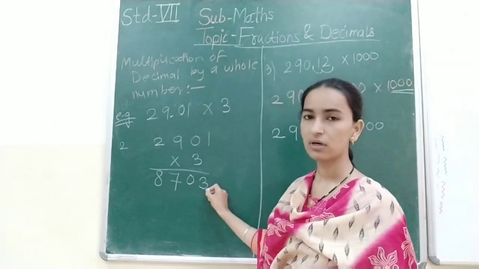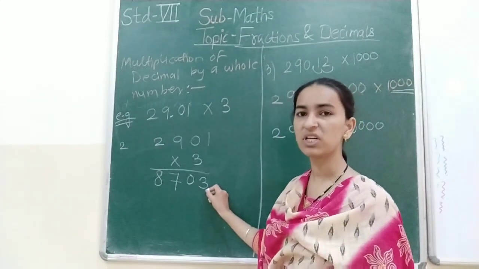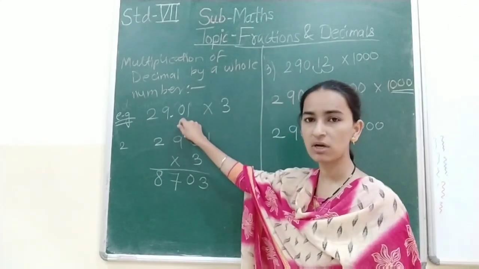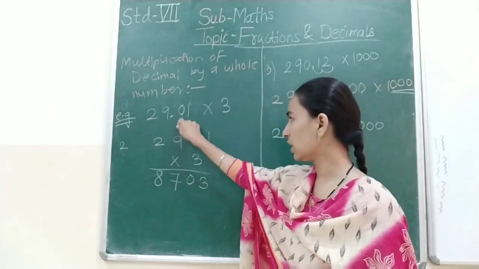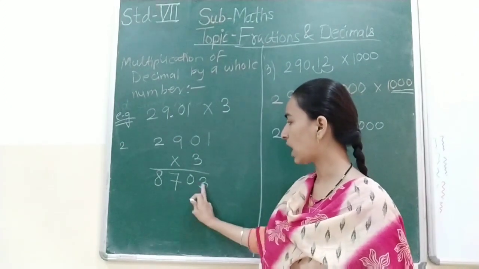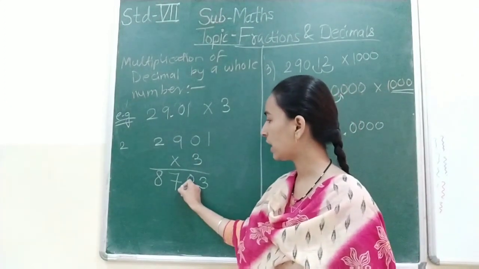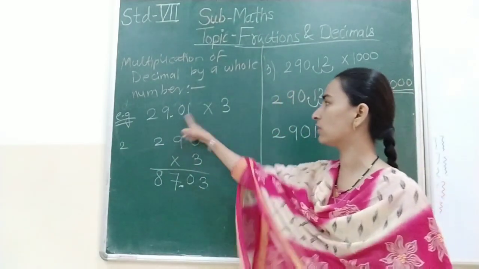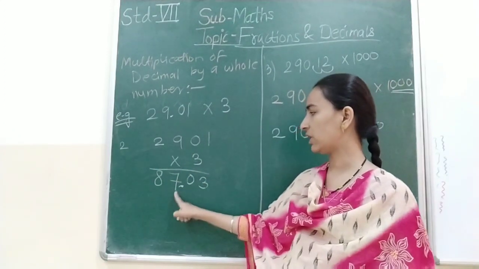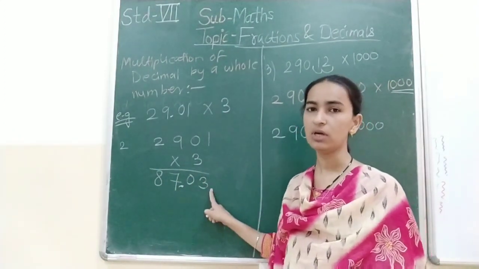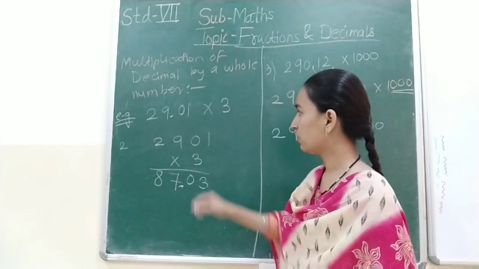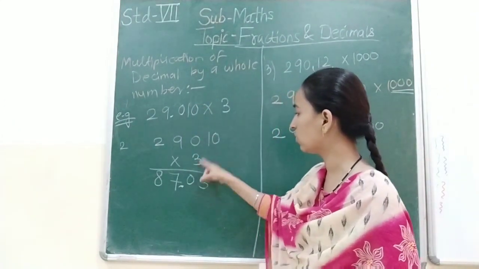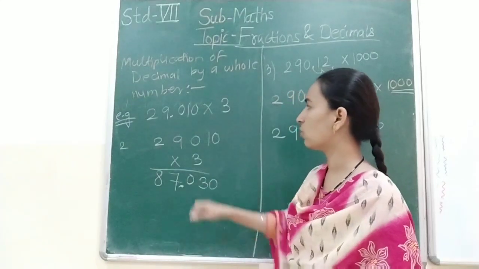Leave the digits from the right side, as many digits as our original question has, okay? So 1, 2, 1, 2. So give point here, okay? That means answer for this will be 87.03. Understand this? If here one more number is there, that means 0, here will be 0 and here will be 0.